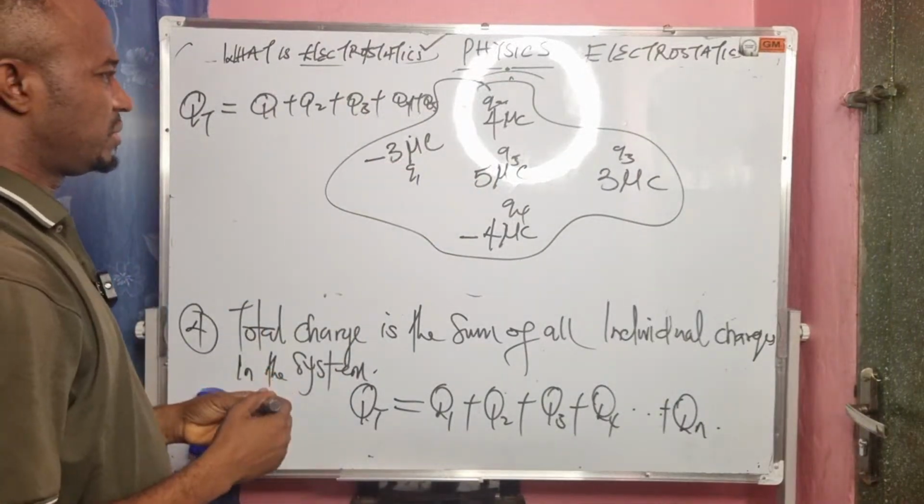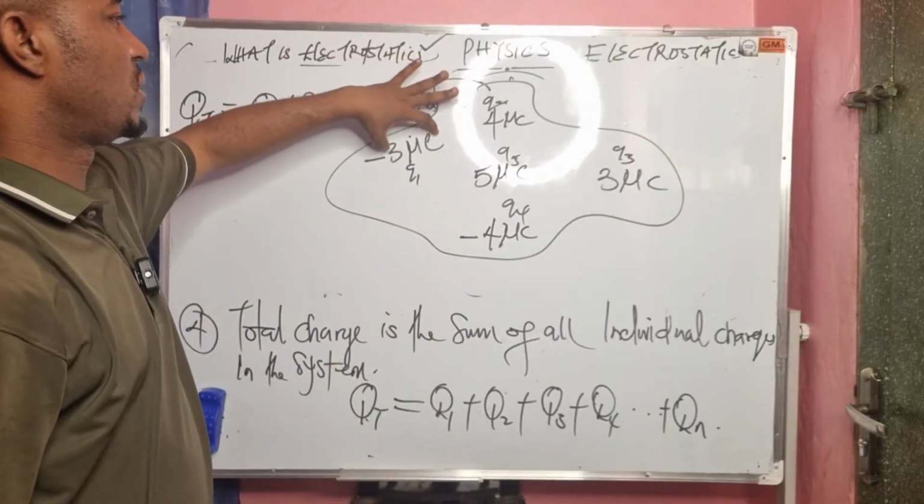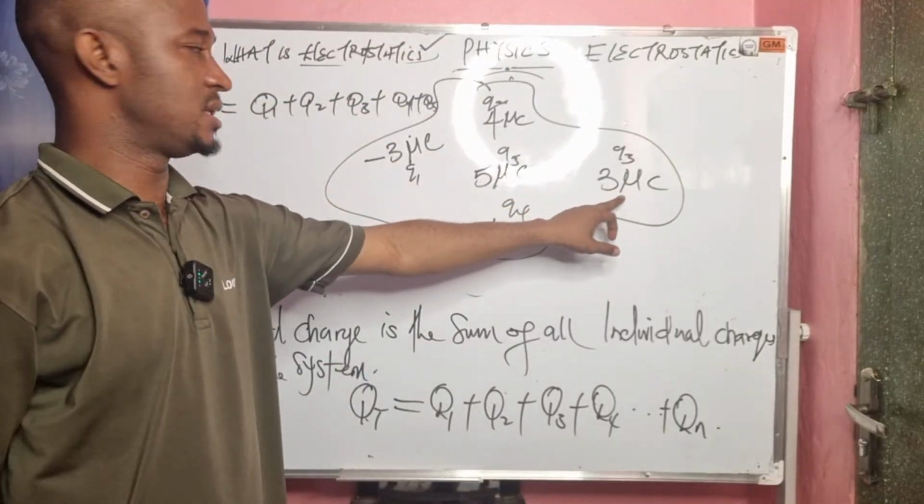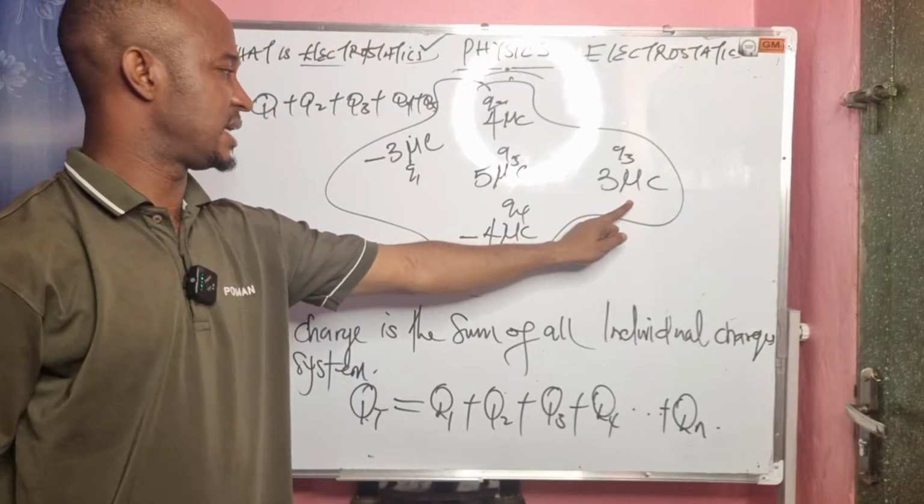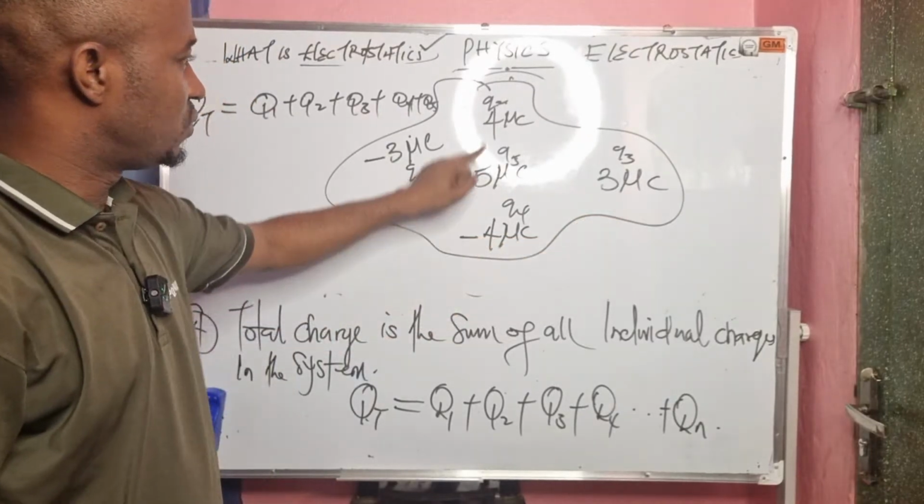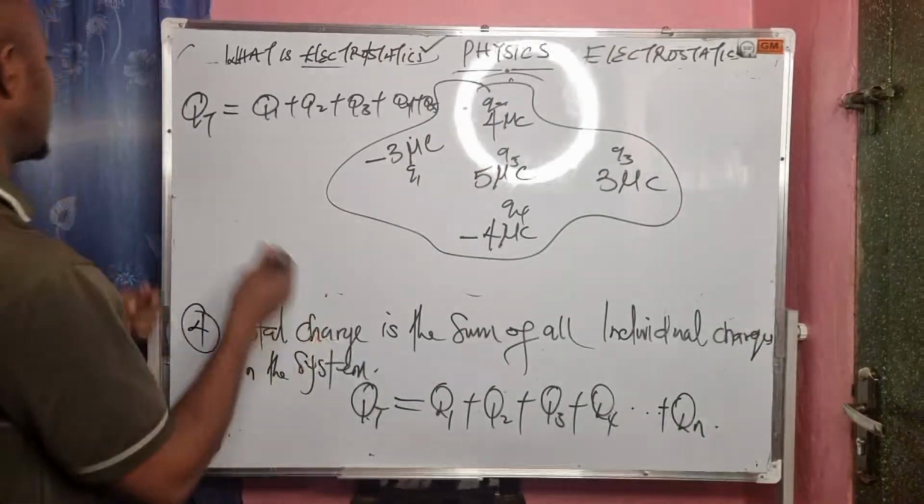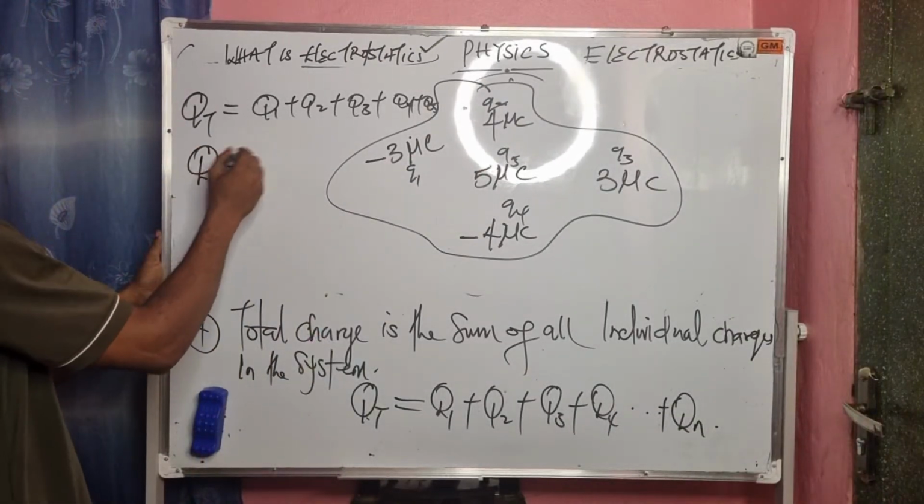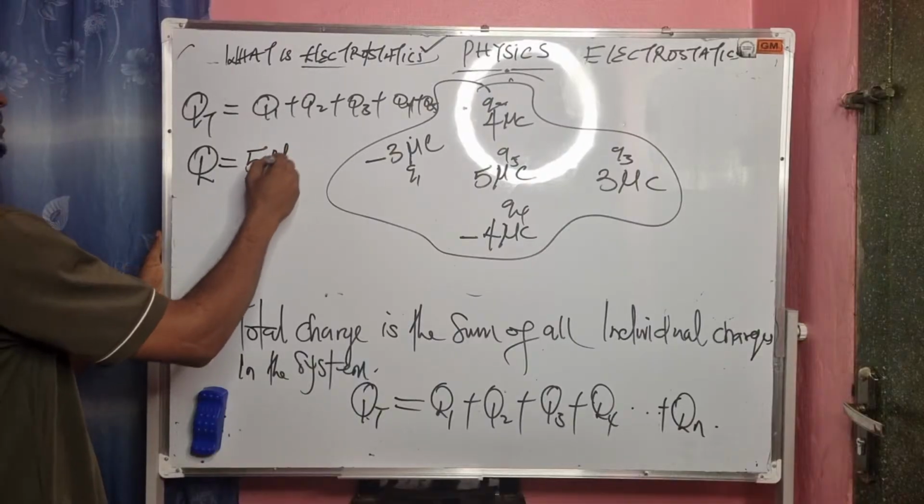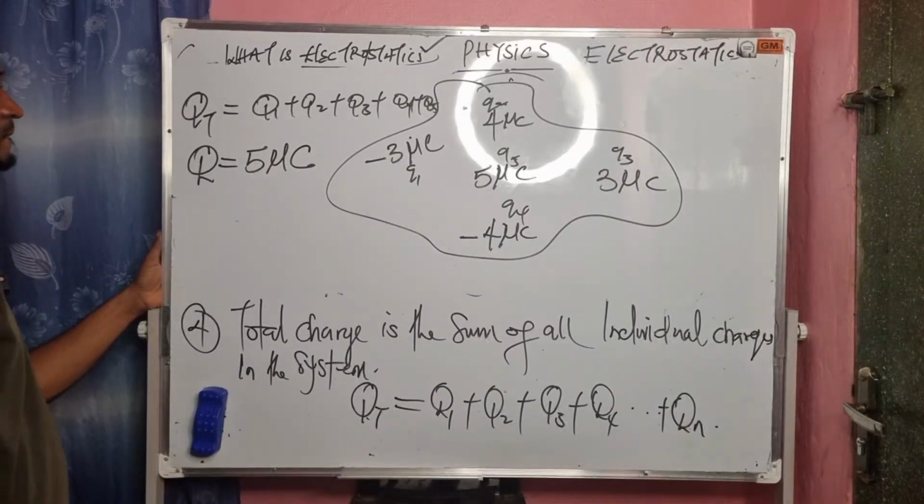By the time we add up, look at this. Minus 3 microcoulomb plus 3 will give us 0, right? When you add up this with this, the answer is 0. When you add up this with this, the answer is 0. So the remaining charge becomes what? Our Q total becomes what? 5 microcoulomb. Is that clear?